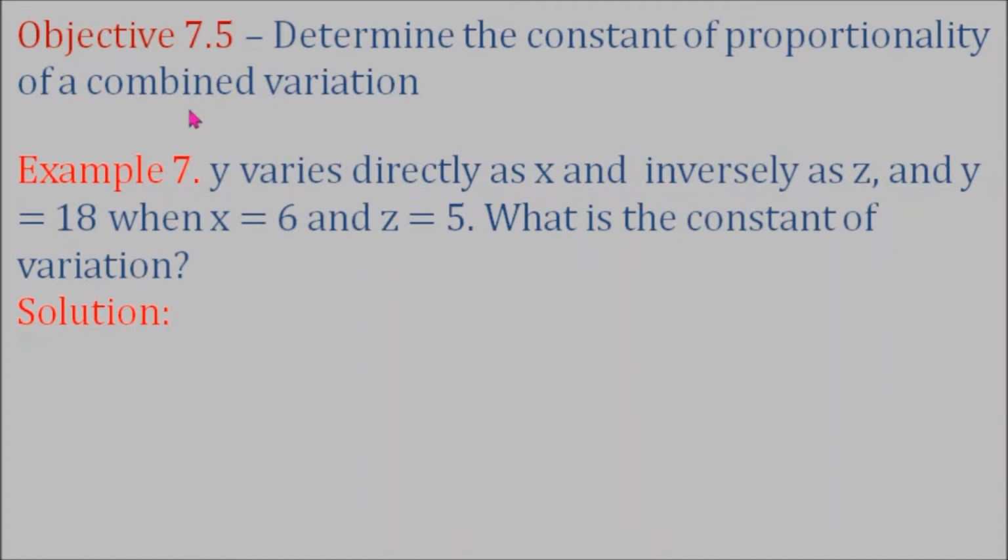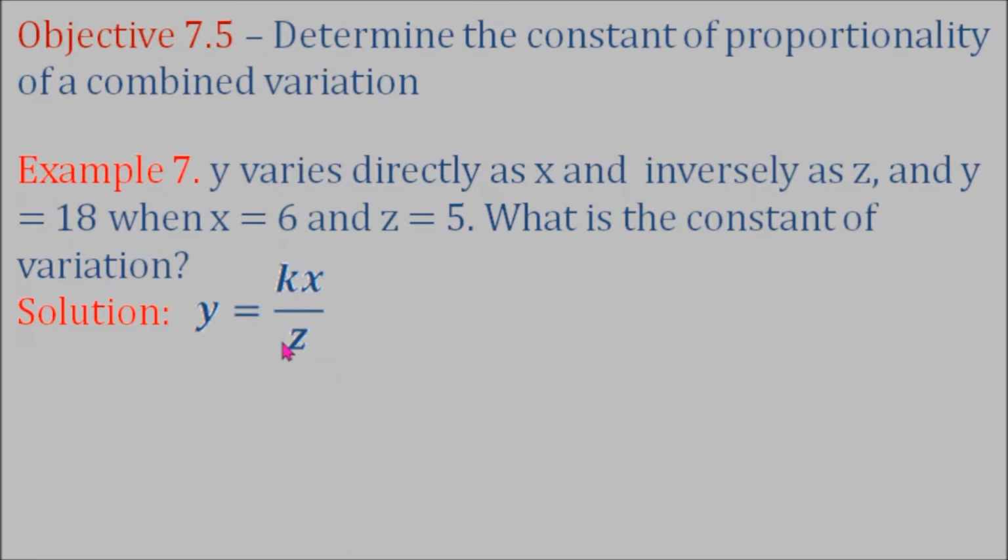So we call this one combined variation because we are using both varies directly and inversely. So our equation is y equals k times x over z. It's y varies directly as x, so y equals kx, and inversely as z means over z. Our y here is 18, then x is 6, and then z is 5.